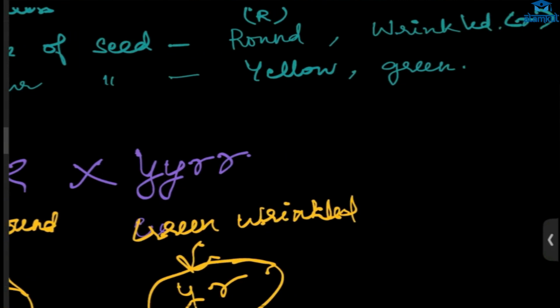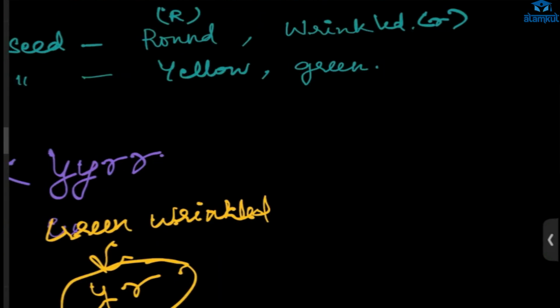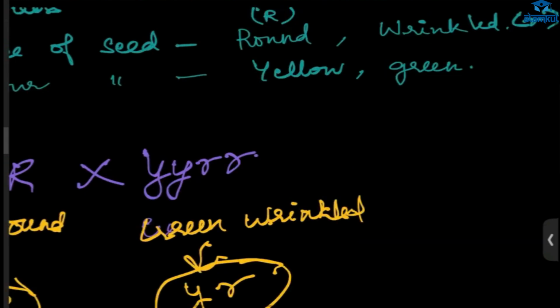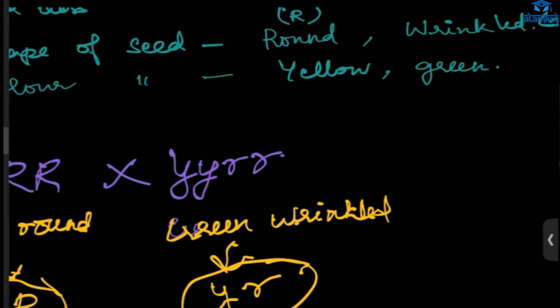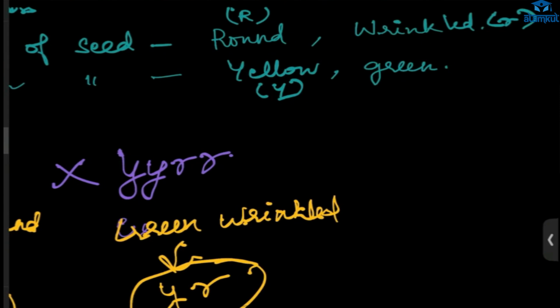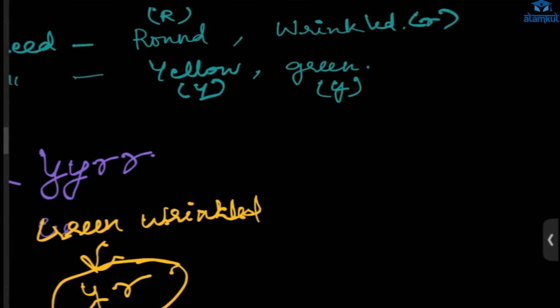And for round, the symbol will be R because round is a dominant trait. So its allele will be capital R. And wrinkled is recessive, so it will be small r. Now for yellow, tell me. Ma'am, for yellow it will be capital Y. Capital Y, correct. Then for green, small y, correct. So this is the recessive trait.